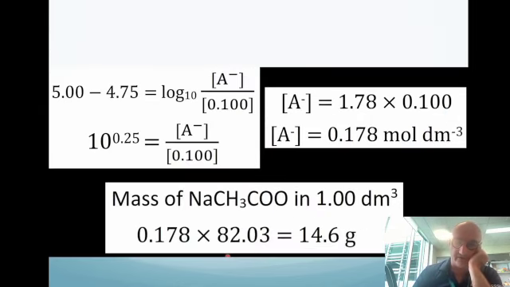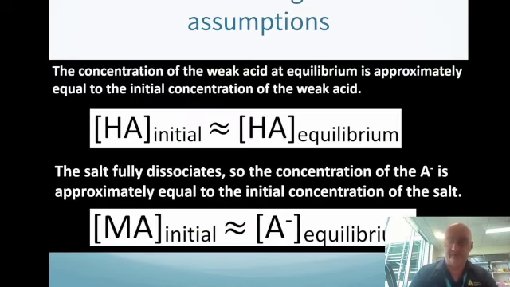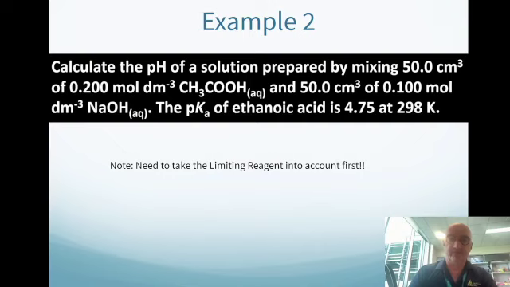Plug the numbers into your calculator. You find it's 0.178 moles per decimeter cubed in 0.1, times it by the molecular mass of the sodium ethanoate, giving you 14.6 grams. A typical use of the Henderson-Hasselbalch equation. Don't forget the assumptions. Move on. 2. Calculate the pH for 50 cm cubed of 0.2 mol per decimeter cubed ethanoic acid and 50 cm cubed of 0.1 mol per decimeter cubed sodium hydroxide, pKa 4.75. Pause the video. Go.